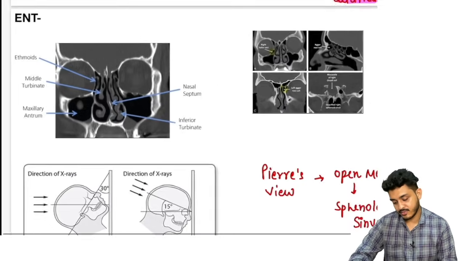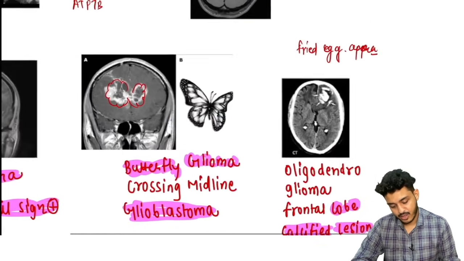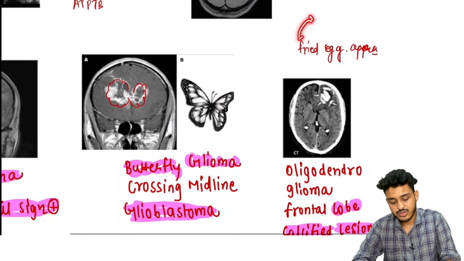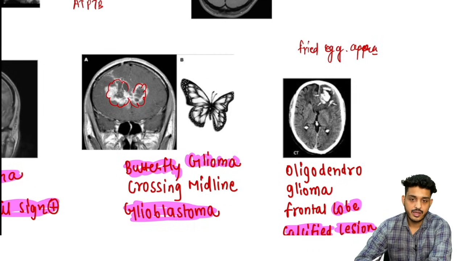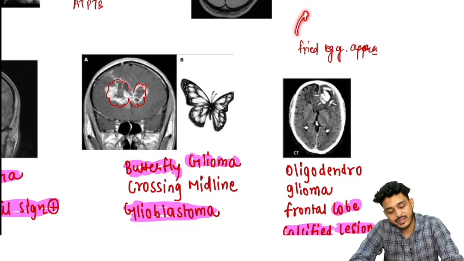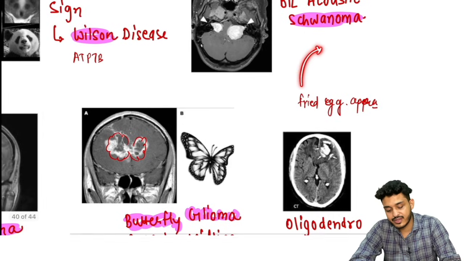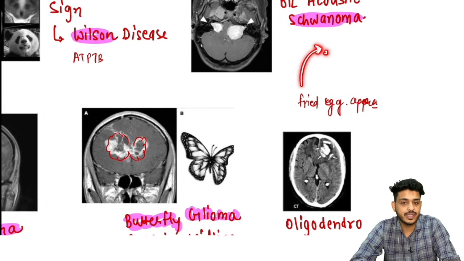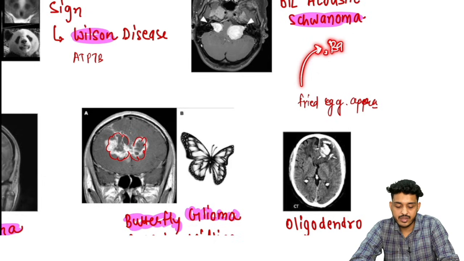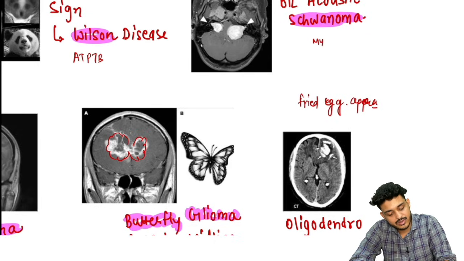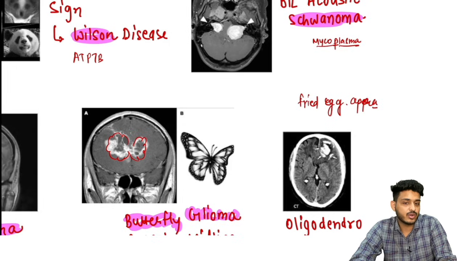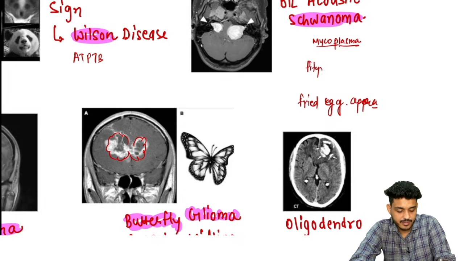Then we have got some ENT slides. Can you appreciate this fried egg appearance? You are also finding it in two other diseases, which we have discussed in microbiology, in the bacteriology. This is going to be mycoplasma. Remember, this mycoplasma is also going to show you fried egg appearance on PPLO agar, right? Another one we have discussed is pityriasis versicolor.